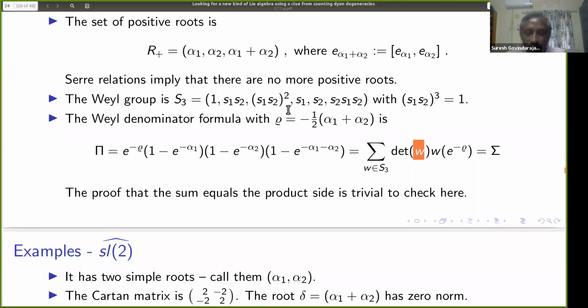The way I've written it, these are all the positive sign terms and these are all the negative ones. Okay. You can ask me why there is no S1 S2 S1. You can check that that's equal to this. So the proof that the sum equals the product is very trivial to check here. It's just some algebraic manipulation which anyone can do.